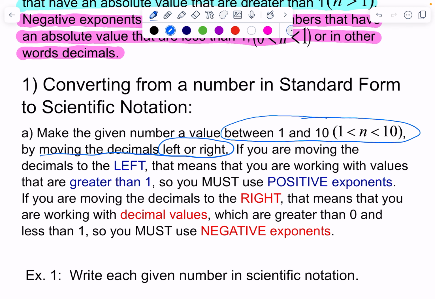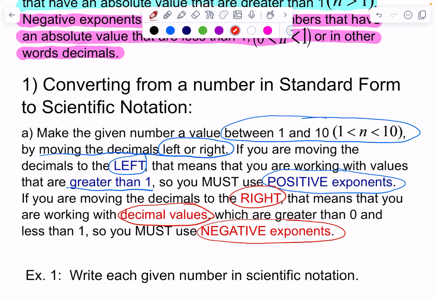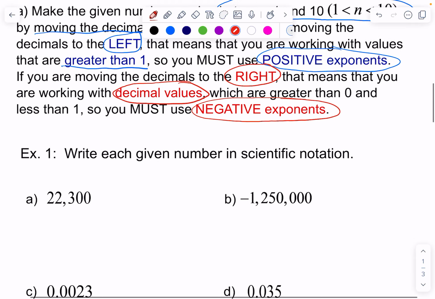If you're moving the decimal to the left, that means you're working with values that are greater than 1, so you must use positive exponents. However, if you're moving the decimal to the right, that means you're working with decimal values, which are greater than 0 and less than 1, so you must use negative exponents. The best way to actually learn is by doing practice problems, so let's get right to it.